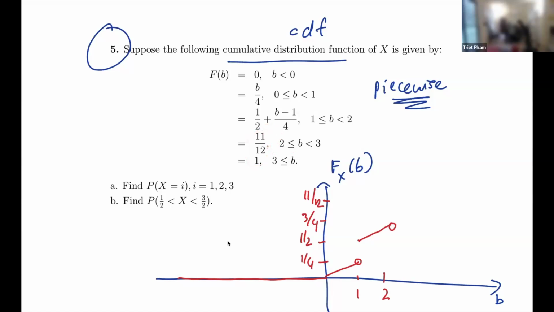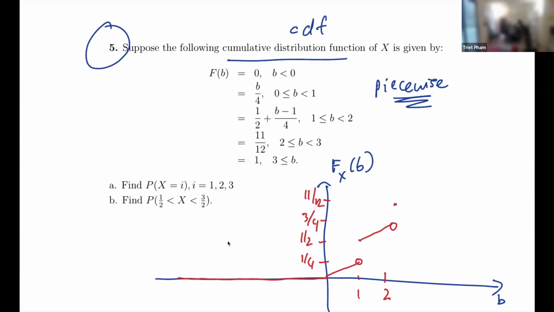Because 3/4 is 9/12. And then it stays there. And then at 3, it jumps to 1. And then stays there. Okay. So any question about the graph? All right. So even before we answer these questions, let's ask, is this a discrete or continuous random variable?